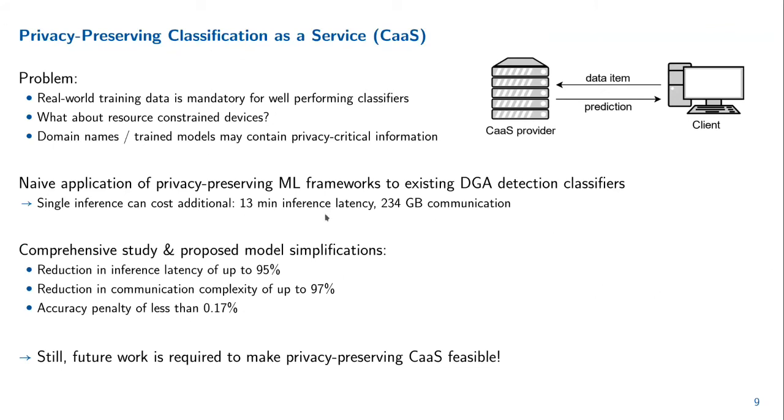Of course, the numbers I have mentioned here are worst case numbers, and if you reduce to the average cases, you come to an inference latency of several seconds or even under 1 second, but still this is not real world applicable. You need faster classification performance. And this is why it still requires future work to make privacy preserving classification as a service feasible for DGA detection.